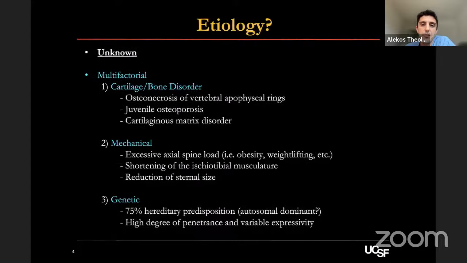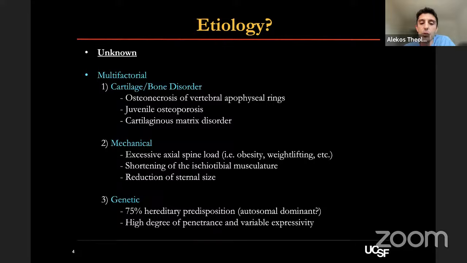Since then, even though that was a proposed etiology, really the etiology of it is not known. It likely is multifactorial, and listed below are some of the proposed etiologies or contributors to the disorder: cartilage bone disorder, including osteonecrosis of vertebral apophyseal rings, juvenile osteoporosis, and disorders of the cartilaginous matrix. Mechanical factors have also been proposed as reasons for the development of it.